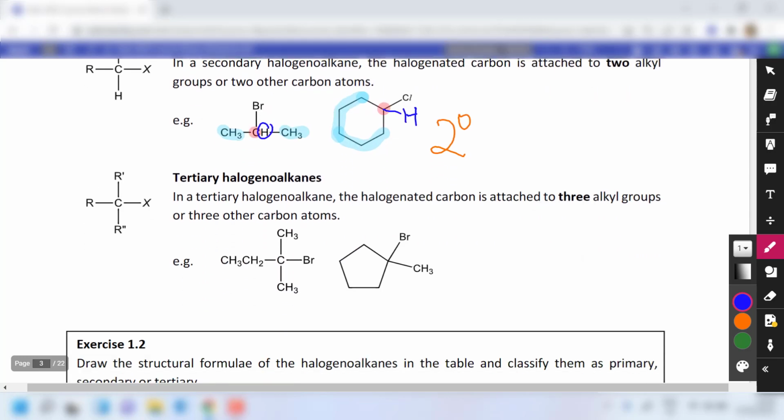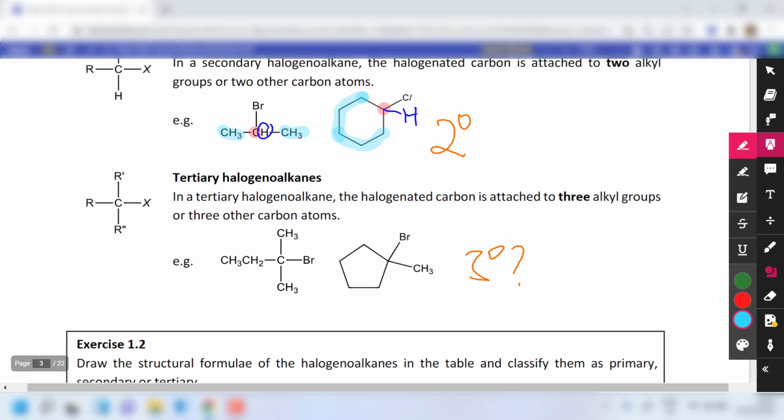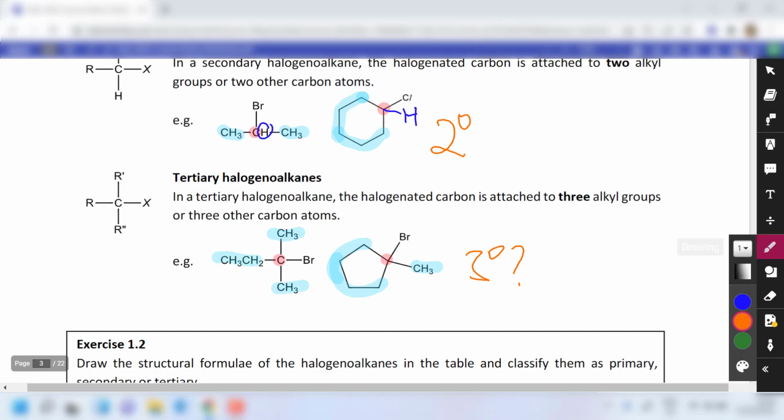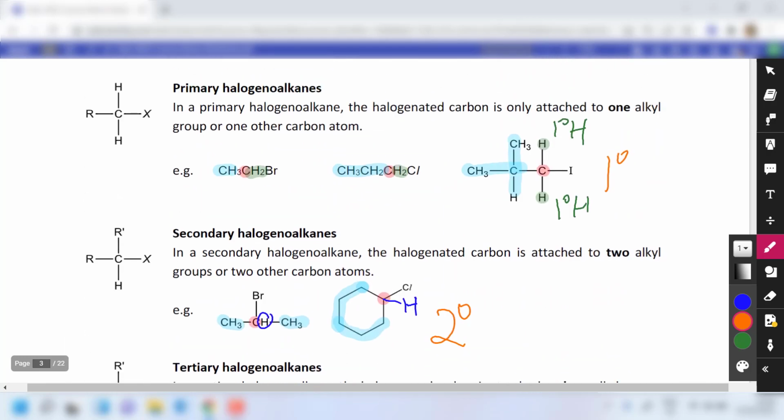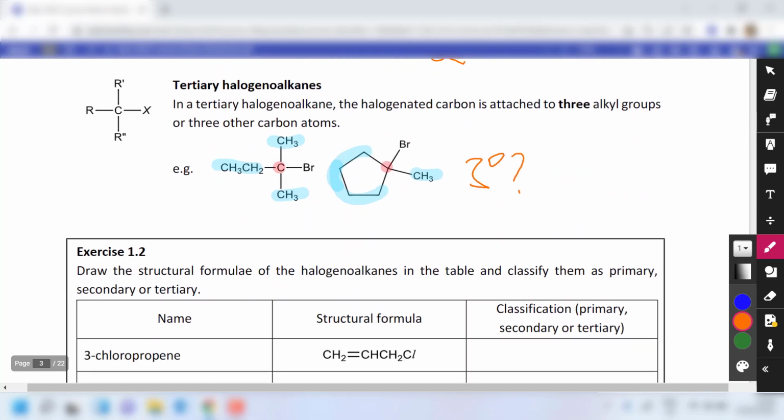Okay, what about tertiary? For tertiary, I think it's the same logic. First of all, you look at the carbon the halogen is bonded to. So bromo is bonded to this carbon, bromo is bonded to this carbon. Then you count the number of alkyl groups. So it's 1, 2, and 3. And then 1, 2, and 3. Yeah. So tertiary halogenoalkanes contain 3 alkyl groups. Secondary, 2 alkyl groups. Primary, 1 alkyl group. So I hope that's straightforward.